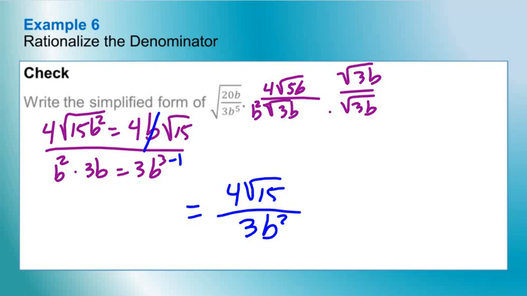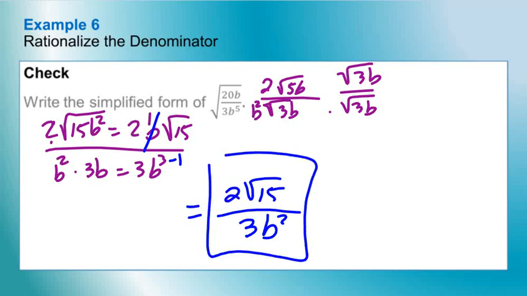Going back to that, just reviewing here, this should not be a 4. Square root of 4 is 2, so this should be a 2 here. That makes this a 2, means this would be a 2, and our answer would be a 2. So 2 square root of 15 divided by 3b squared.